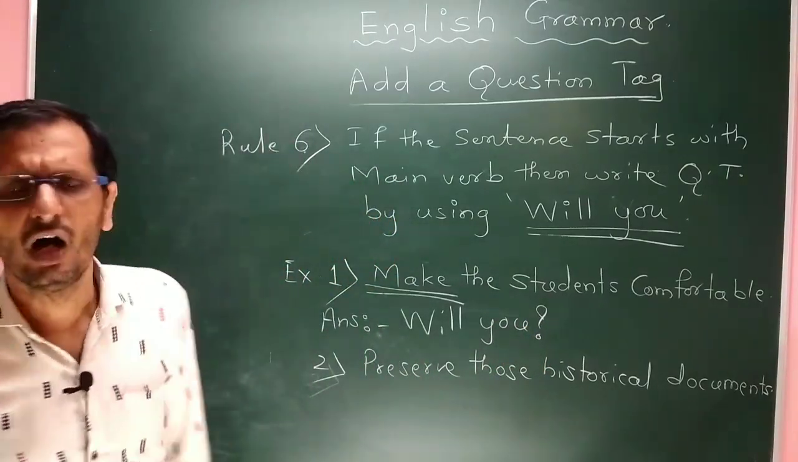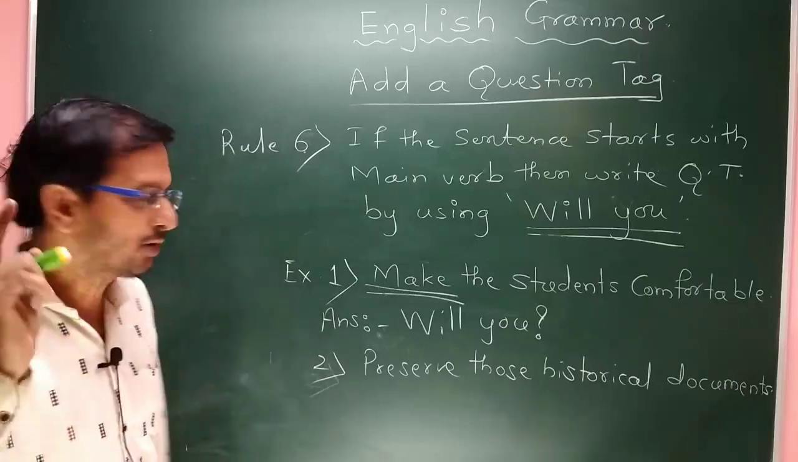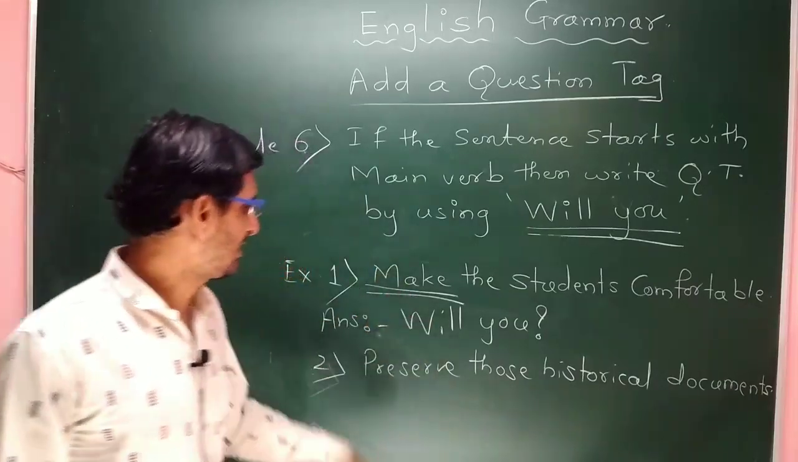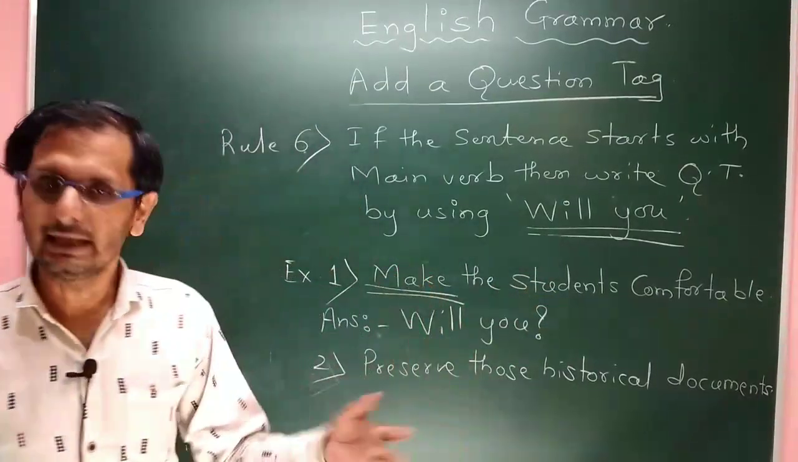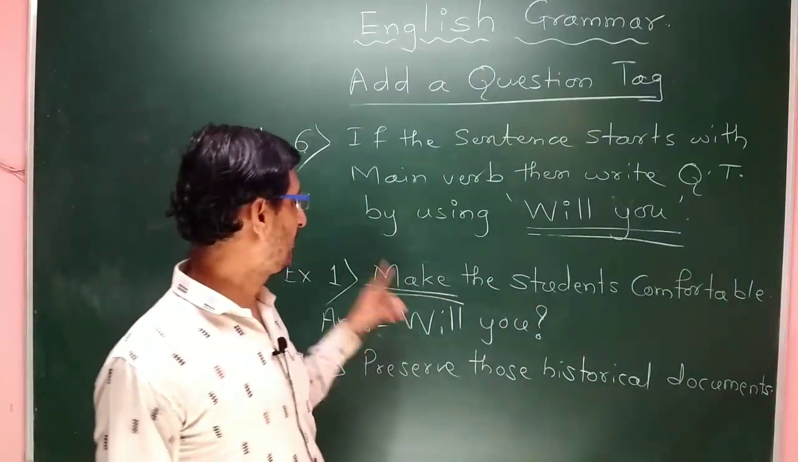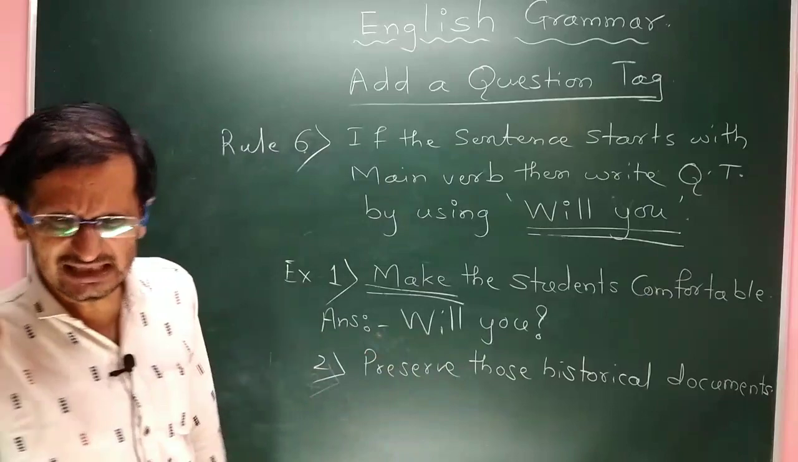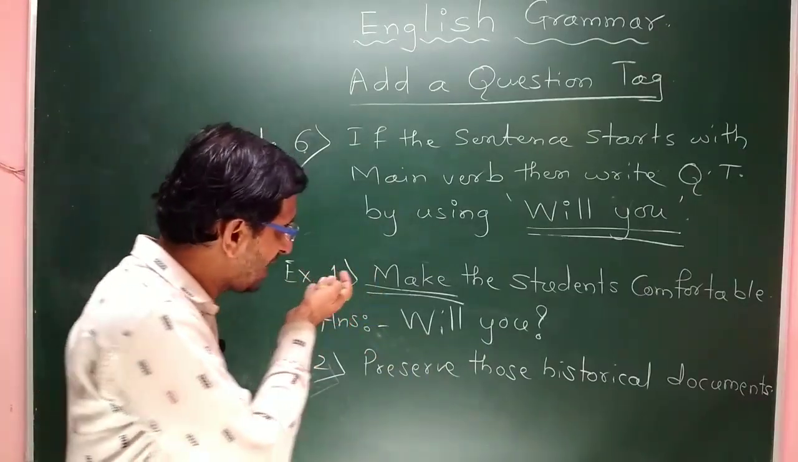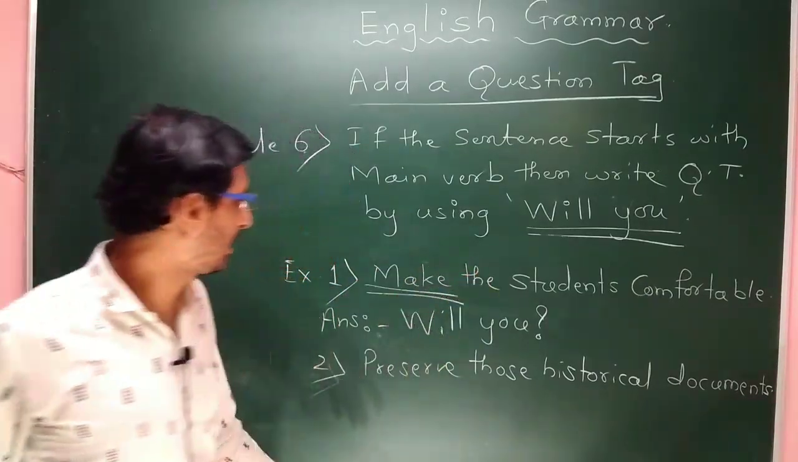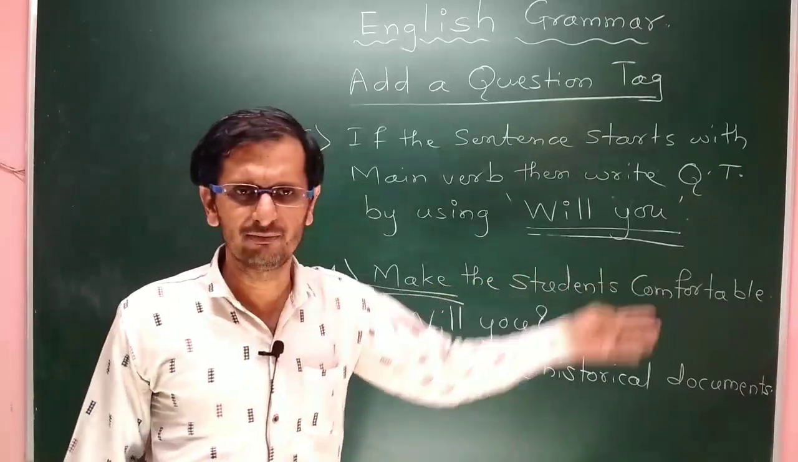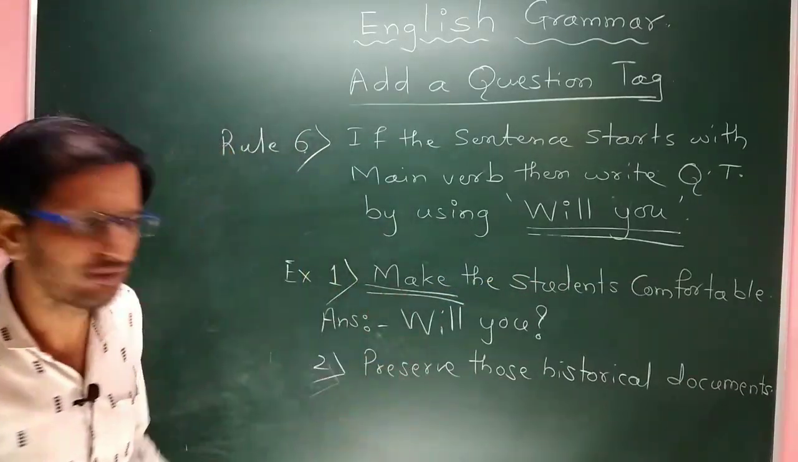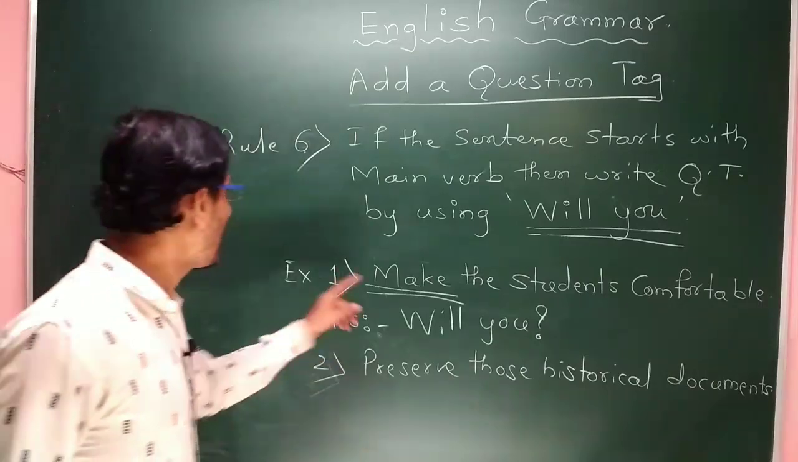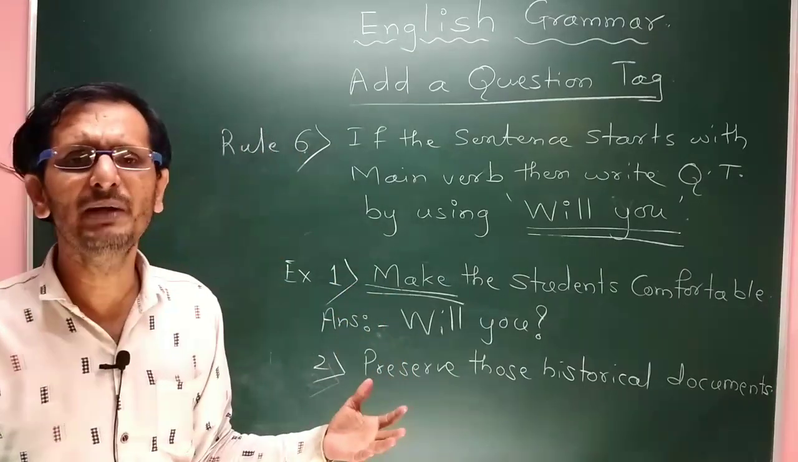Always remember, take a note of this in your mind: when the sentence starts with the main verb, you don't have to read the whole sentence. If you are reading, then it doesn't matter. But when you look at the sentence, just glance through it and you can understand. Make the students comfortable. Just by glancing at the sentence, you can understand that it starts with the main verb. That main verb is nothing but "make". So obviously the answer will be "will you".